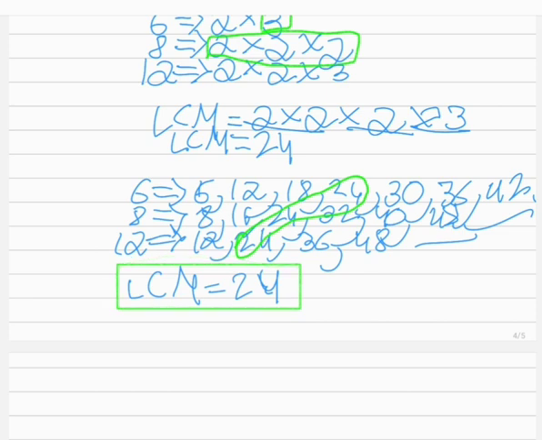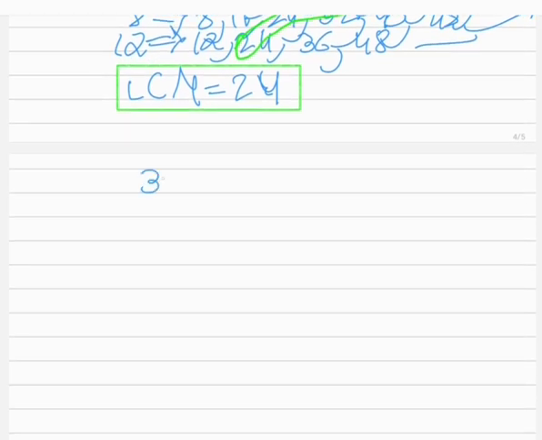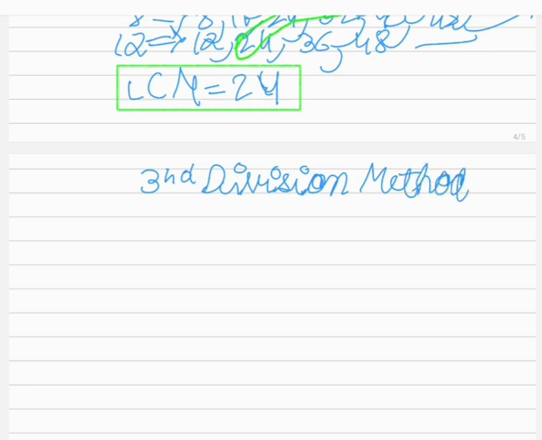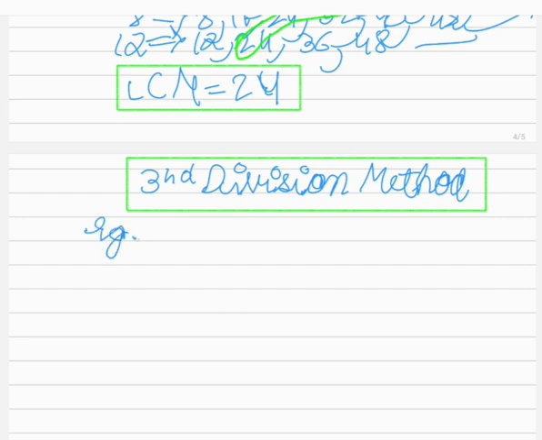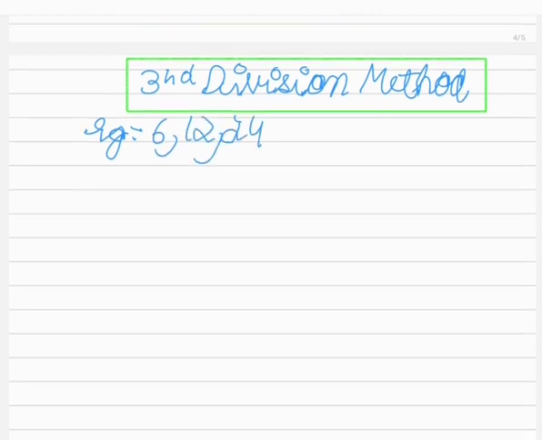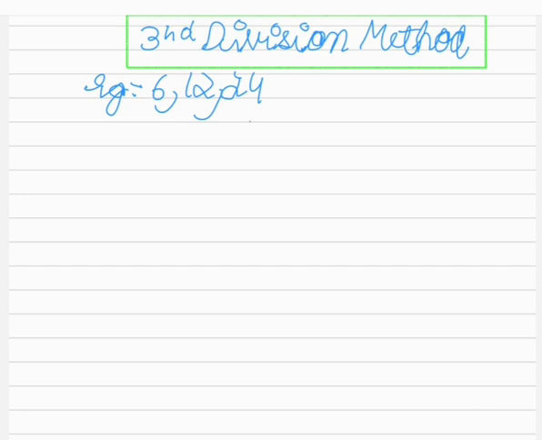So the last method is the division method. In the division method also we have to find the LCM with division. So in the division method, how will you find the LCM? For example, you have to find the LCM of 6, 12 and 24. How will you find it? You will make a table.